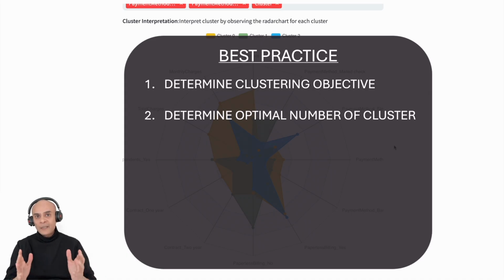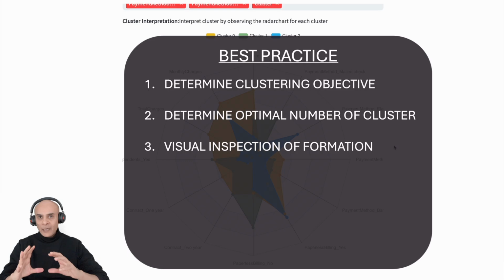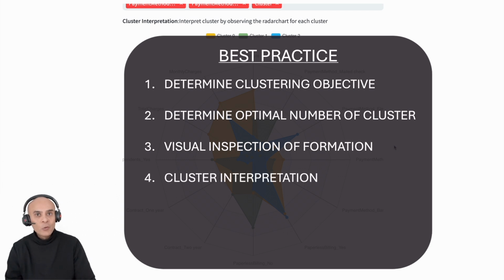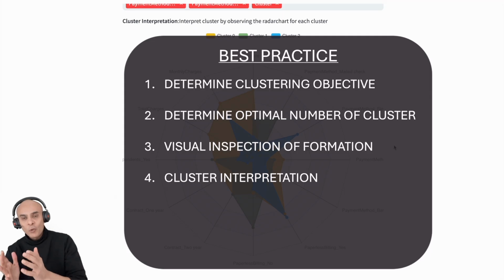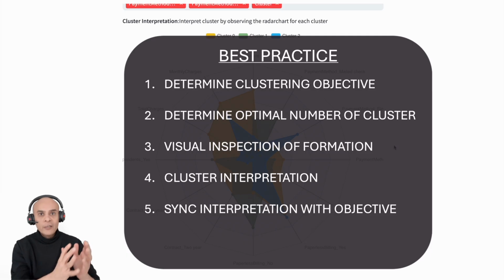And then the next best practice is to visually see the formation of clusters. It is important that the cluster formation shows separation of clusters and there is not too much overlap between the clusters. And once that is done, a very important best practice is to do the cluster interpretation, and a radar chart could be very useful to help you understand what the clusters mean. And then the next best practice is also to tie up your cluster interpretation with your initial objective.